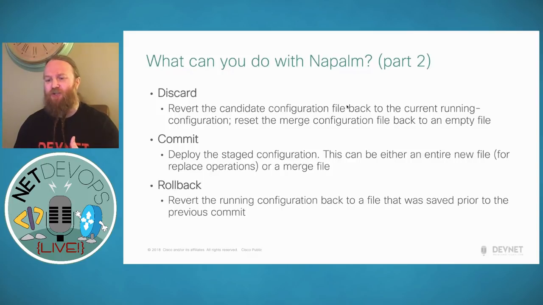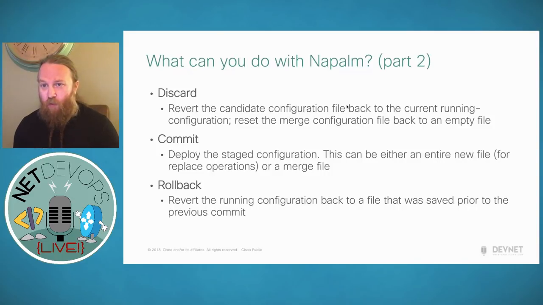Finally, if we're happy with our changes, we can deploy the staged configuration from the candidate, which can be either the new file for the replace operation or the merge file. And this is done via the commit. You've made your changes, you've had a quick eyeball of them, and yes, these are the changes I want to make to my device, and then you can commit them. That will commit those changes into the running configuration of the device. There, and your changes are made. However, we do have rollback, and this is a great feature. This reverts the running configuration back to a file that was saved prior, or to the previous commit.